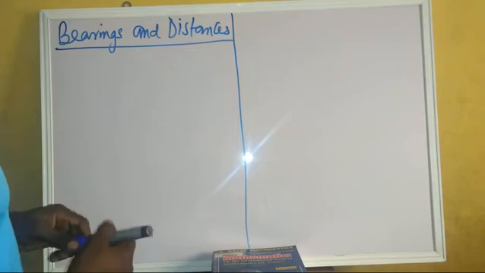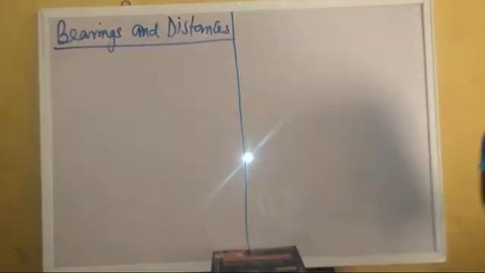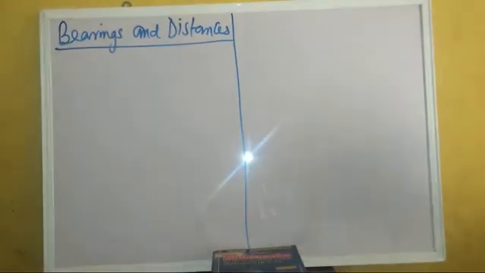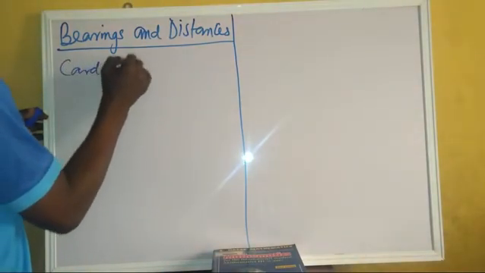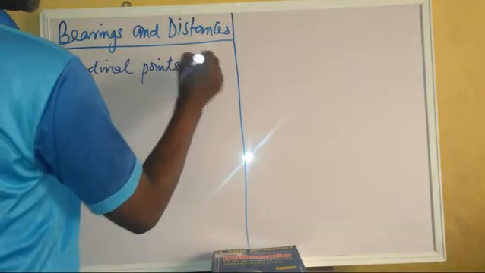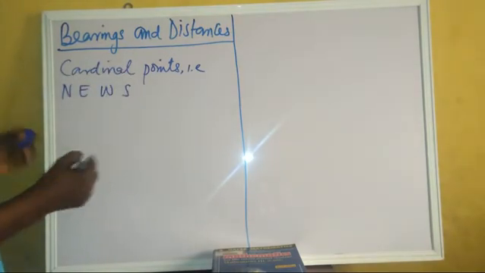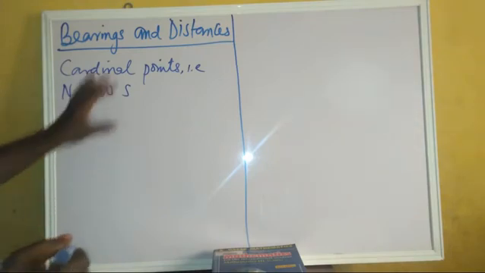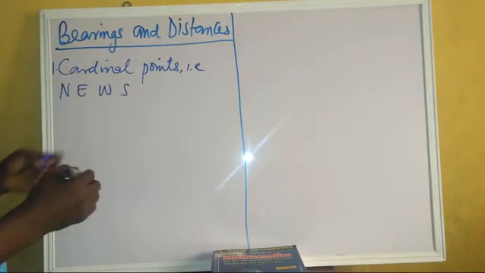For us to do that, there are two ways by which bearing may be given to us. The first way is cardinal points. You will be given the cardinal points, that is north, east, west, and south. Meaning that in this situation, the direction will be specified. That's the first way by which we will be given the bearing.